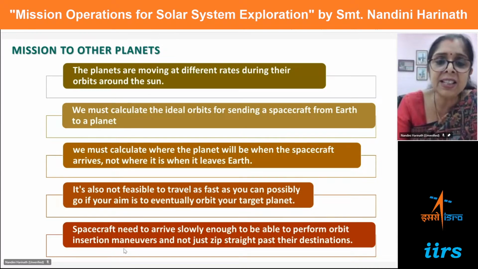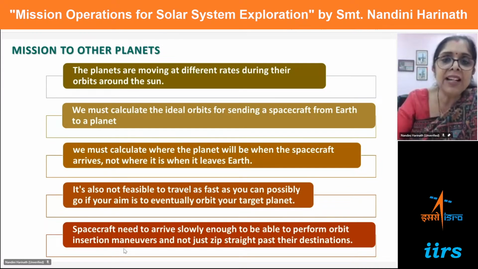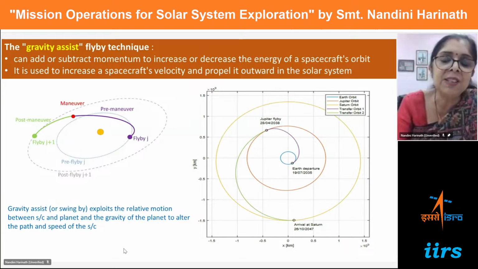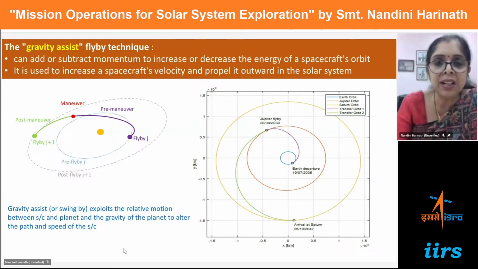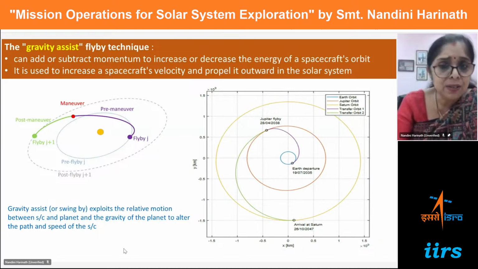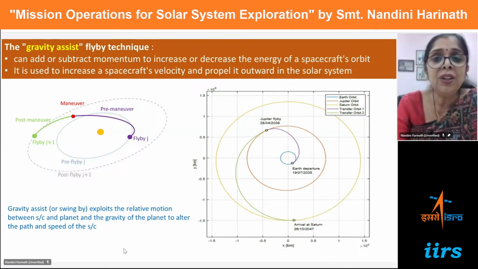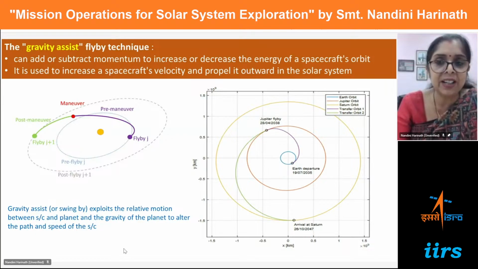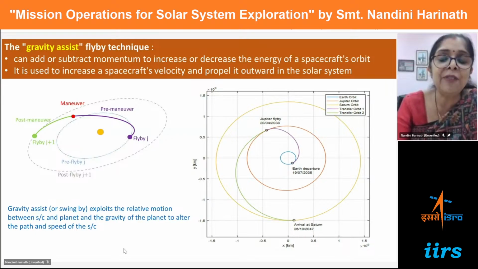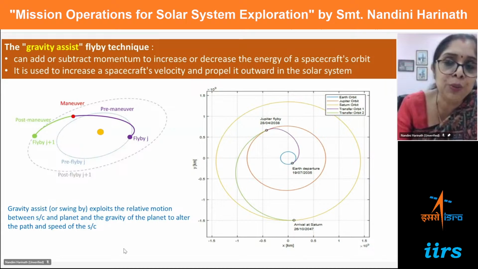Now there are various methods to do it. Let us see one of those methods, which most organizations employ: the gravity assist, wherein you can increase or decrease the energy of your satellite just by going close to a planet in a particular direction. So you can use the gravity assist of Jupiter to go to Saturn. You can use the gravity assist of Earth to go to Jupiter.